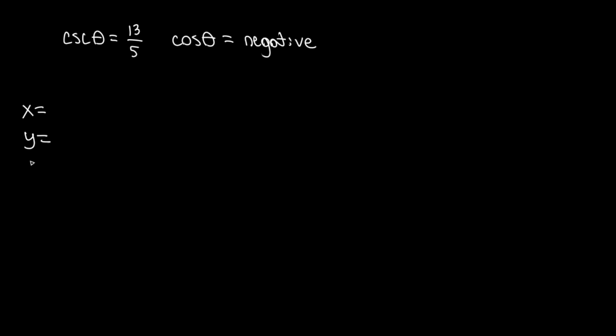Okay, so for this problem, they actually give us cosecant. They say that cosecant, which is the reciprocal of sine, is equal to 13 over 5. And they tell us that cosine of theta is negative. To figure out all of our trig function values, we're going to need to figure out what x is equal to, what y is equal to, and of course what r is equal to. Let's start by plugging in what they've given us.